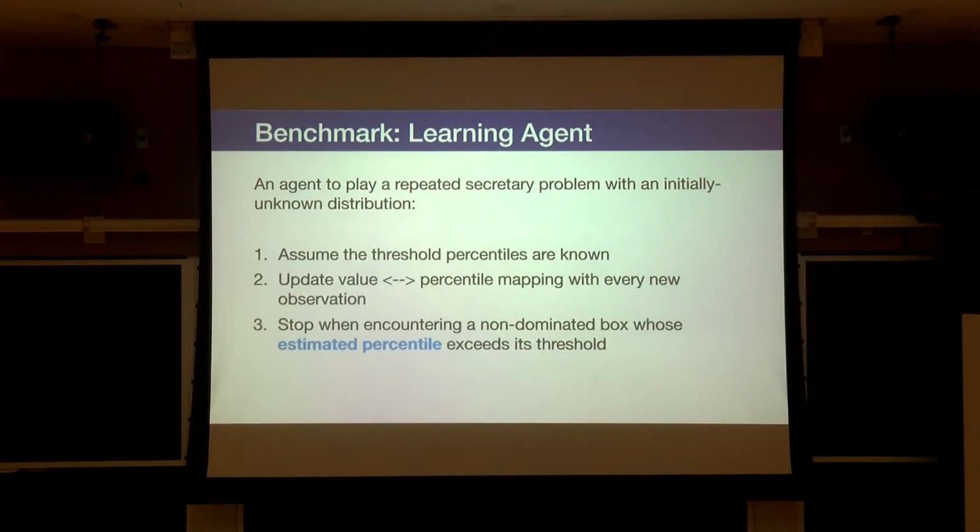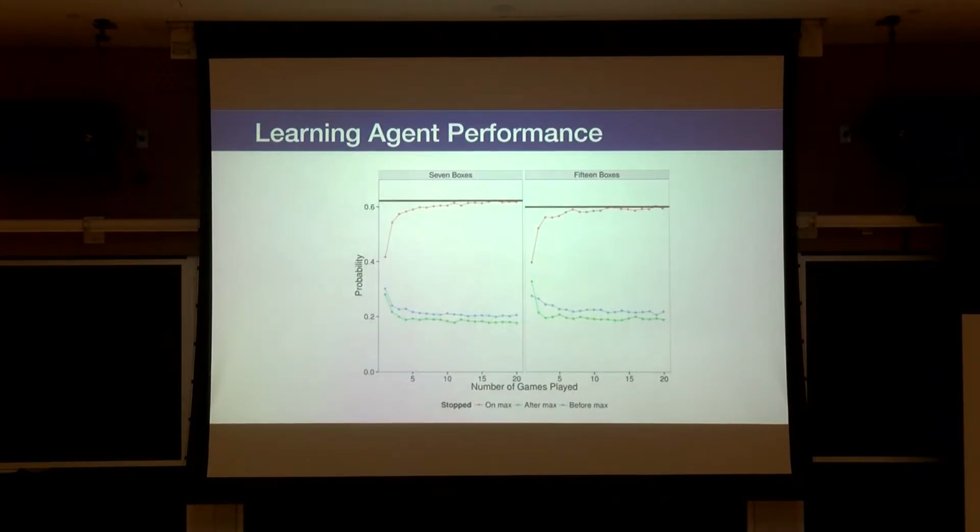It knows the threshold percentiles, because we know them. And so what it does is every time it sees a box, or it sees the amount of money in a box, every time it sees a sample from the distribution, it updates its mapping of quantiles. It updates its estimates of what the quantiles of the distribution look like. And it stops when it encounters a non-dominated box whose estimated quantile exceeds its threshold. This is the best we can figure out how to do. It's not quite optimal because there's some Bayesian action you could do to make that happen. This is the best how we know to actually code up.